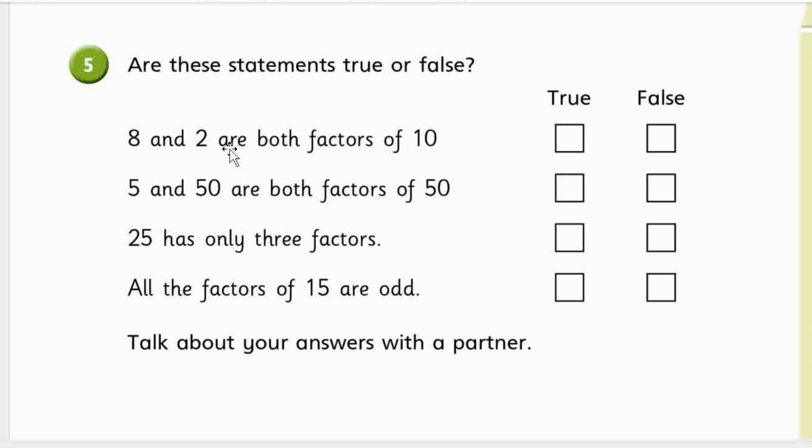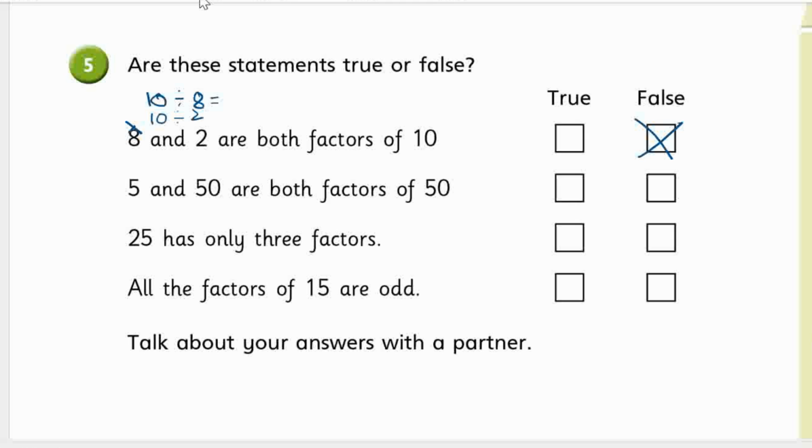Are these statements true or false? 8 and 2 are both factors of 10. So is 8 a factor of 10? No. 10 divided by 8 is not possible. 10 divided by 2 is possible, but they're saying 8 and 2, so it has to be false.